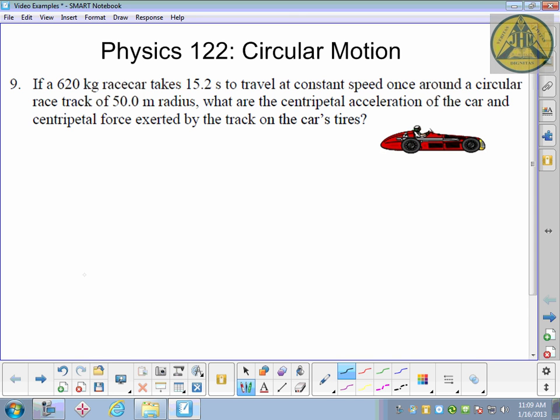And we have here a circular motion question, our grade 12 physics class, number 9 from your worksheet. If a 620 kilogram race car takes 15.2 seconds to travel at constant speed once around a circular track of 50-meter radius, what are the centripetal acceleration of the car and centripetal force exerted by the track on the car's tires? So remember, to get around a corner, there has to be a centripetal force acting towards the center of the circle. In this case, that force comes from friction. So let's get started, and we'll get her done.